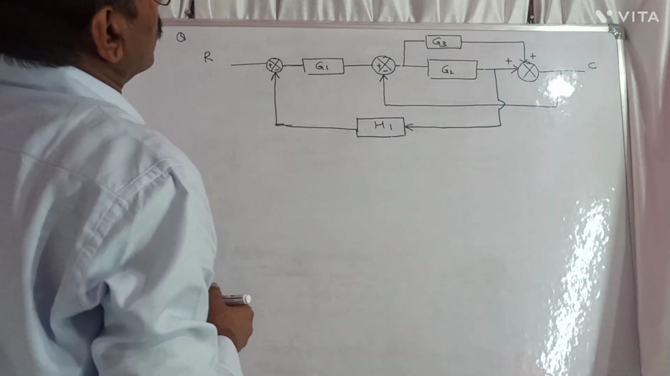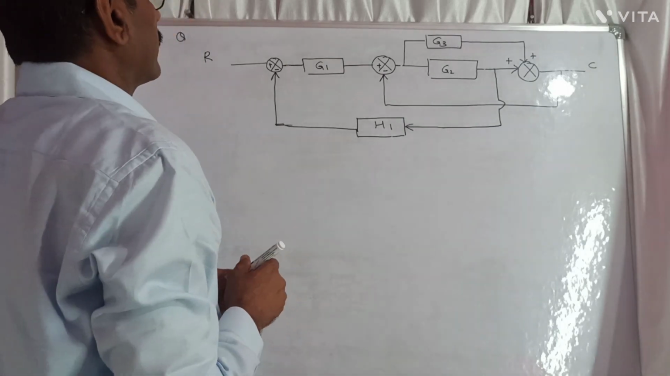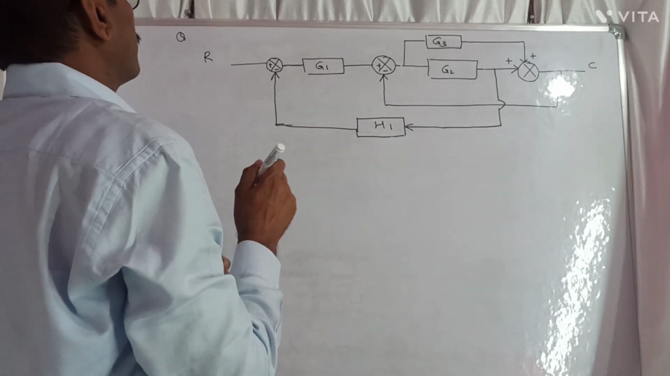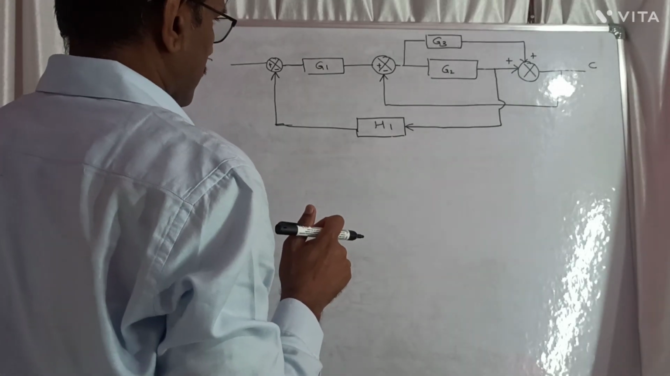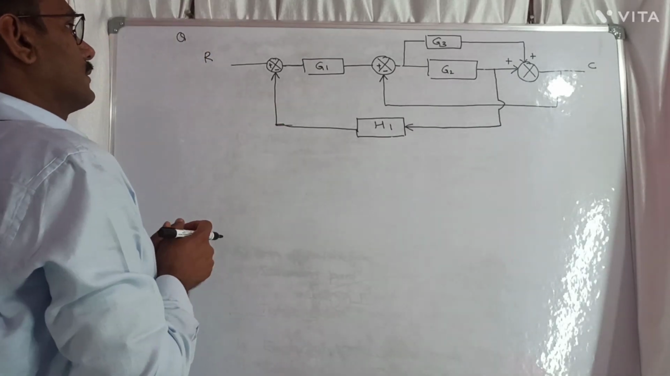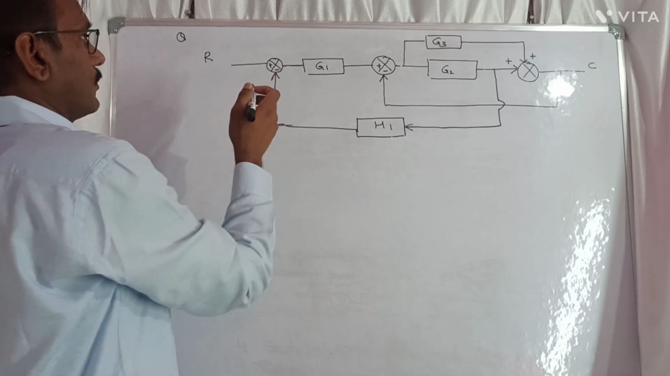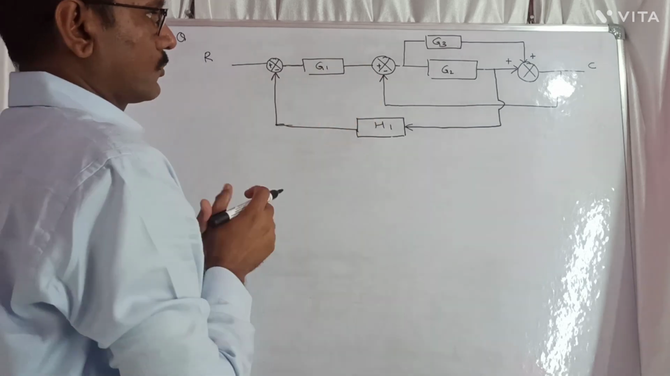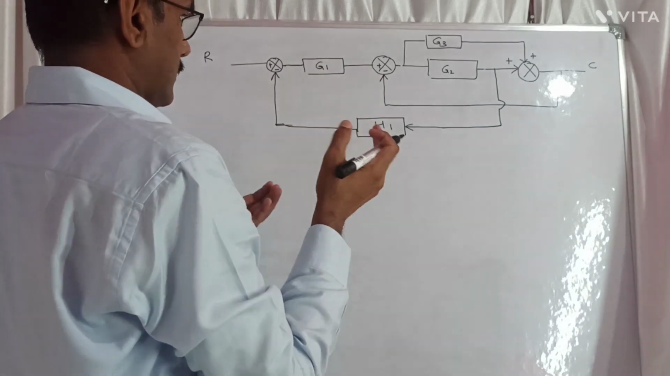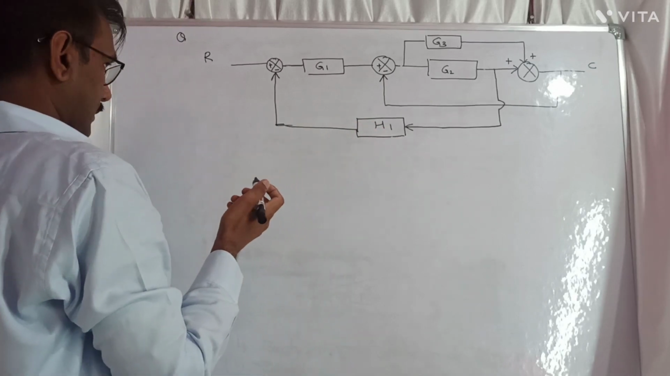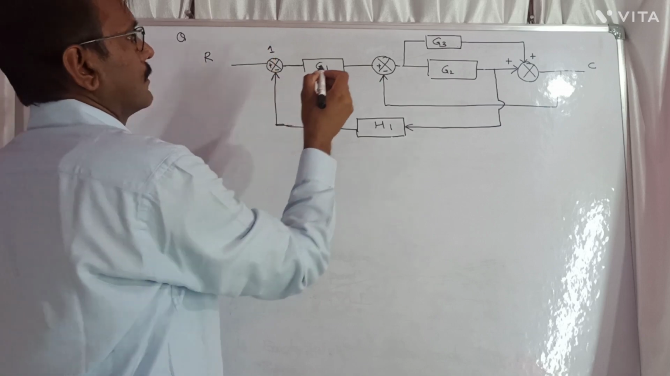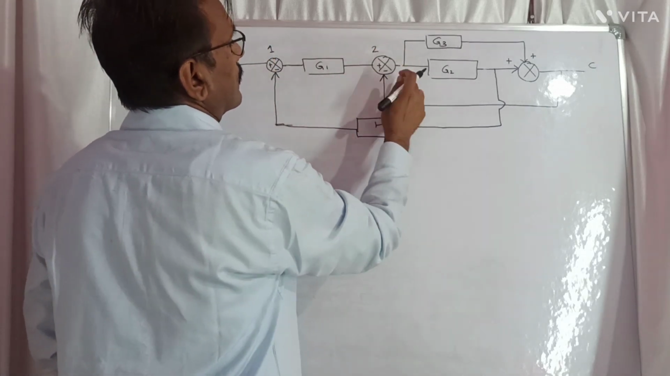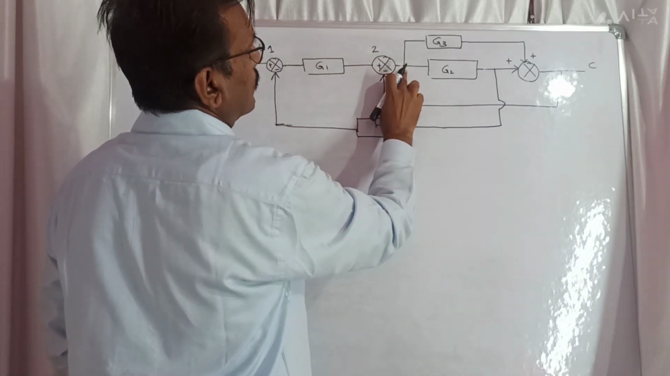Suppose we want to draw the signal flow graph diagram for this block diagram. For drawing the signal flow graph, the first step is that a summing point is taken as a node. There are 3 summing points, so there will be 3 nodes. And second, a takeoff point before a summing point is also taken as a node. This will become a node. It is first, this is second, this is the takeoff point after the summing point.